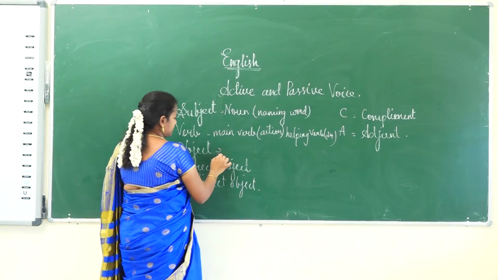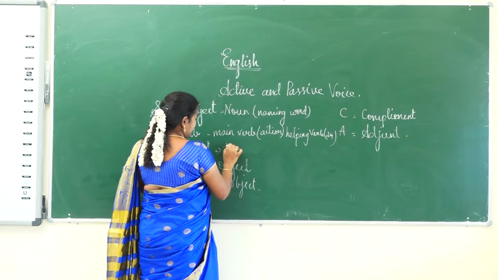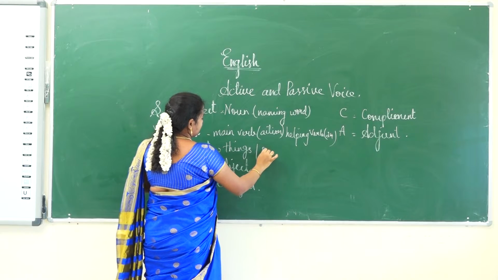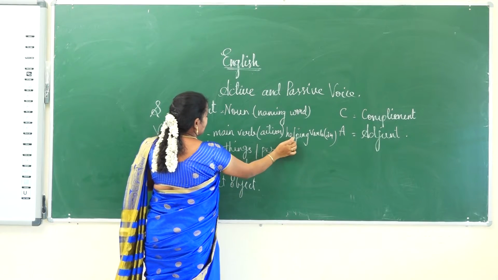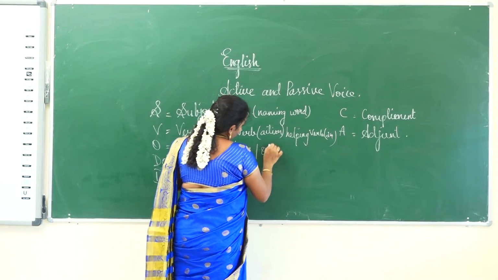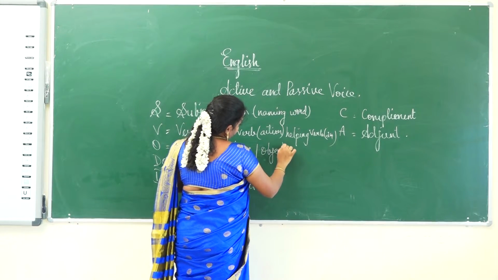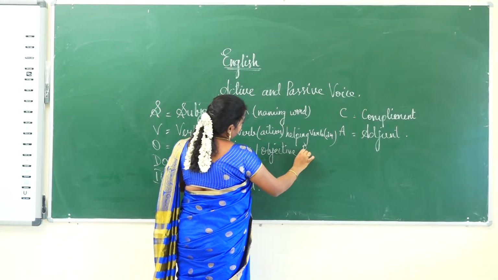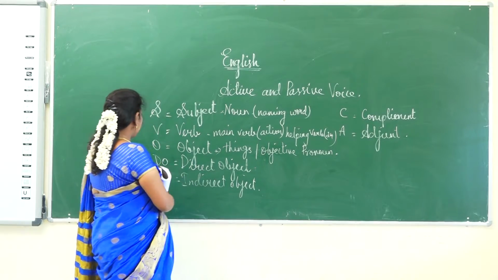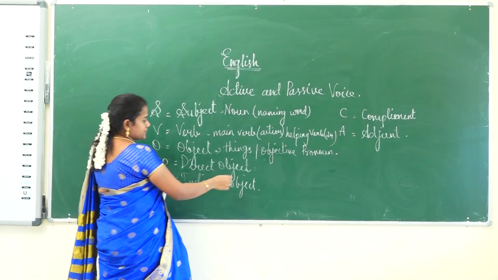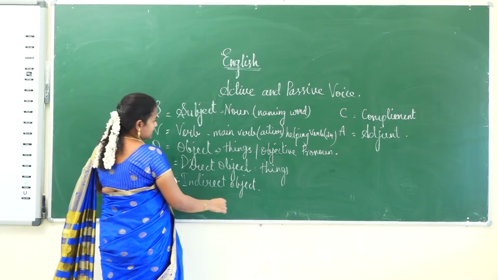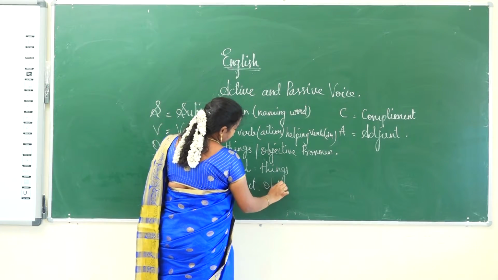Then objects: they represent things or person that is in the form of objective pronoun. Next, direct object denotes things, indirect object denotes objective pronoun.